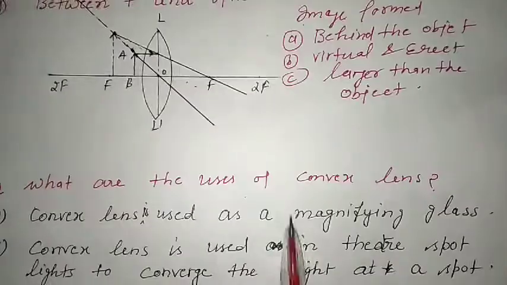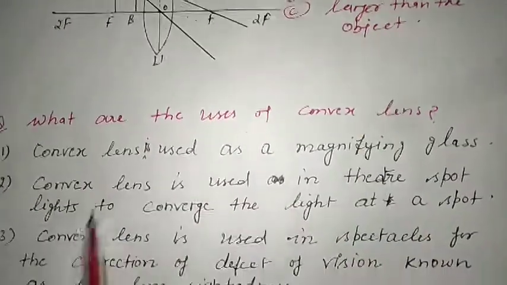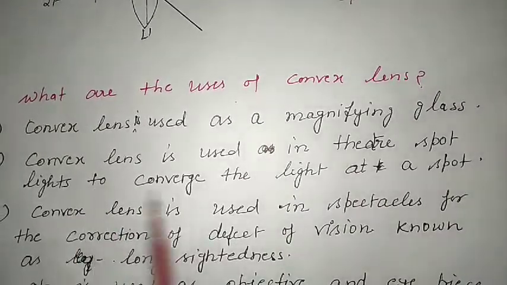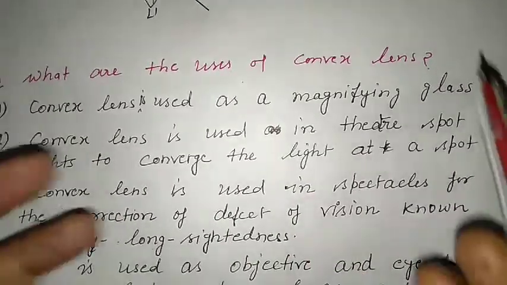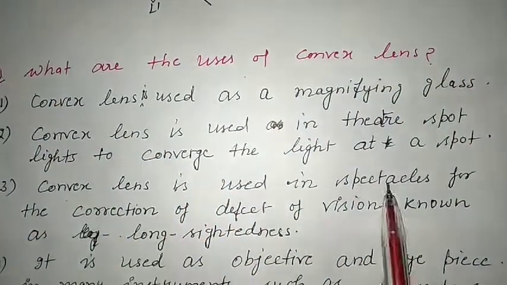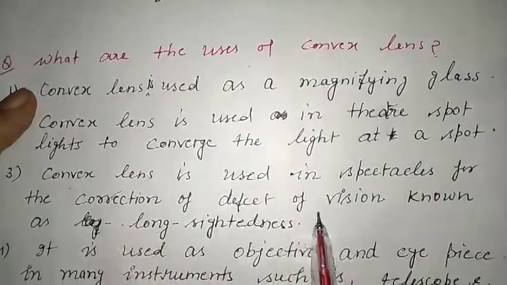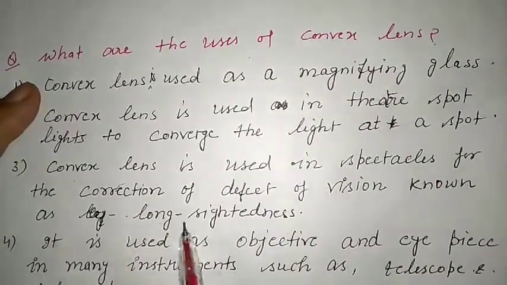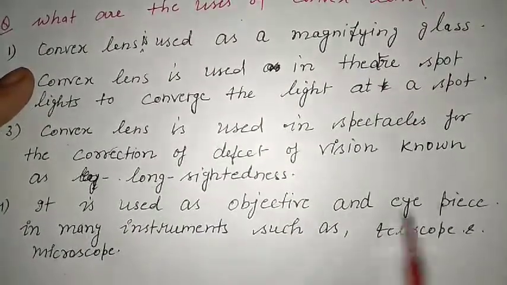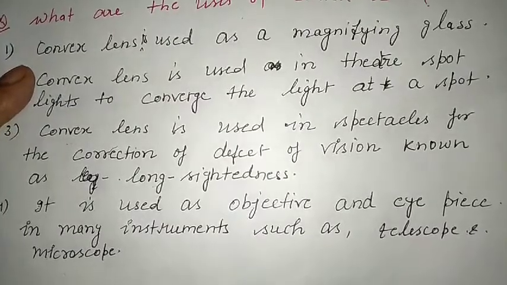Now what are the uses of the convex lenses? Convex lens is used as a magnifying glass. Convex lens is used in theater spotlights to converge the light at a single point. Convex lens is used in specs for the correction of defect of vision known as long-sightedness. It is used as objective and eyepiece in many instruments such as telescope and microscope.